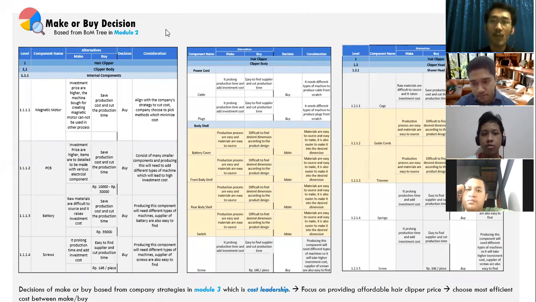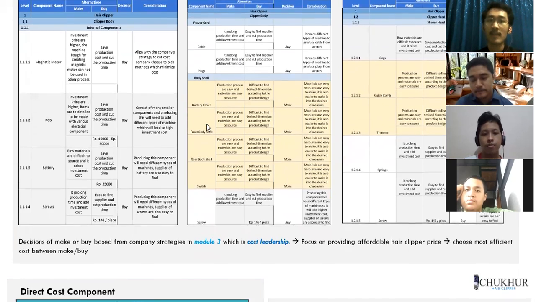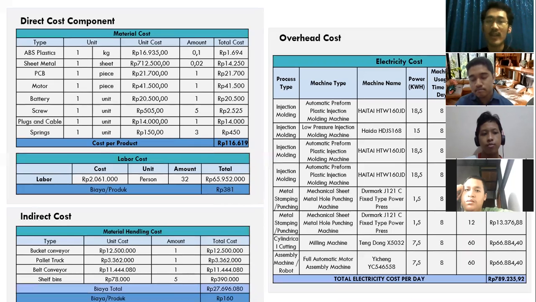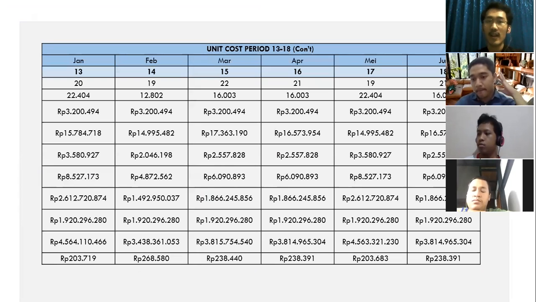Then here we also have the attachment of make or buy decision reasoning. Here we elaborate the reasons for the make or buy decisions that we made. And also here, we elaborate more on the details of the costs involved in the unit cost, which consists of direct costs, indirect costs, and overhead costs. Then this is the continuation of the unit cost for periods 13 until 18 that we were not able to display in the previous slide.